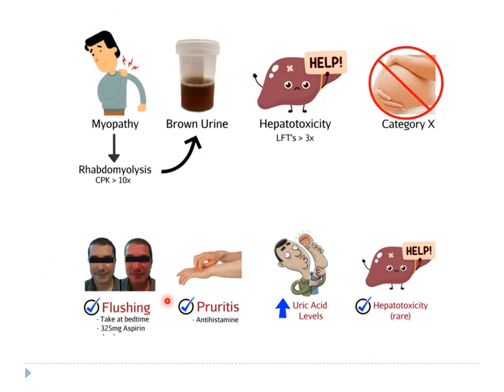Then flushing, pruritus, increased uric acid level, and hepatotoxicity are the common adverse effects of niacin. And this flushing is due to production of prostaglandins, and it can be inhibited either by taking it at bedtime because the patient won't notice it, or if it is still bothering the patient, then he can take aspirin or ibuprofen. And for pruritus, the patient can take antihistamines because pruritus is due to release of histamine, and pruritus means itching.